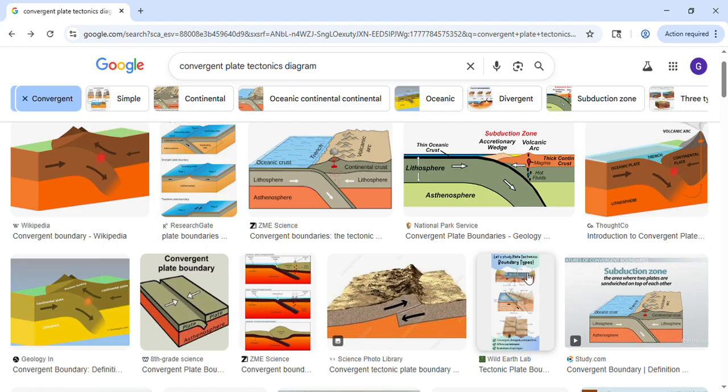There are three types of plate boundaries. The most dynamic action happens at the edges of plates, or the plate boundaries. There are three ways these plates interact. First is divergent plate boundaries.